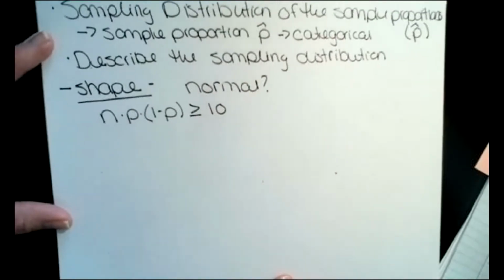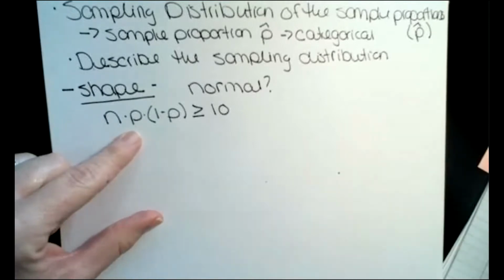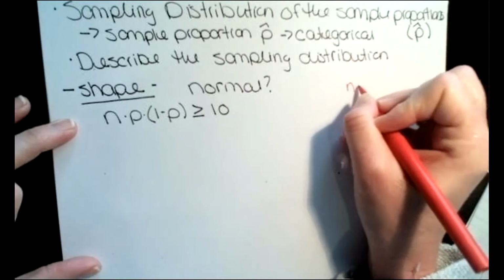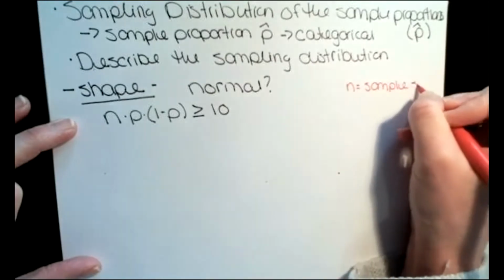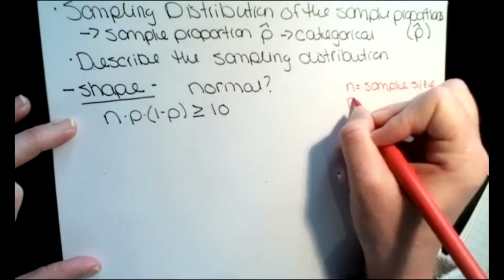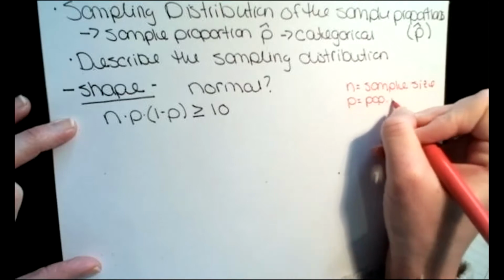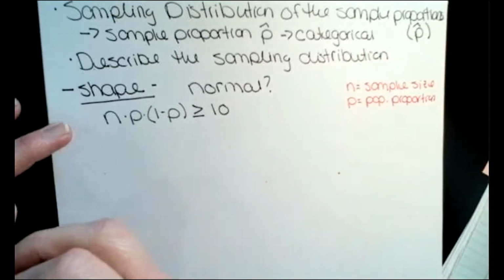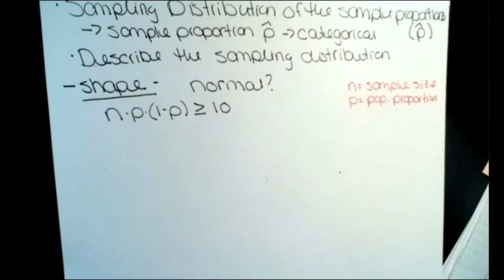Okay. So what we're looking at is we want to make sure that the population proportion, so let me write a little key over here. So n is my sample size, and p is the population proportion. And remember when we're looking at proportions, it's the percentage of successes.